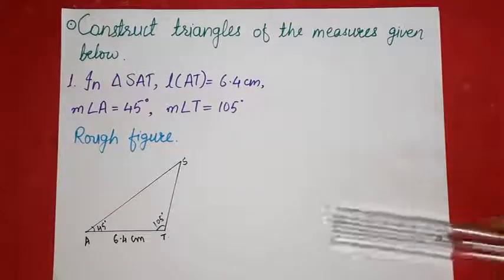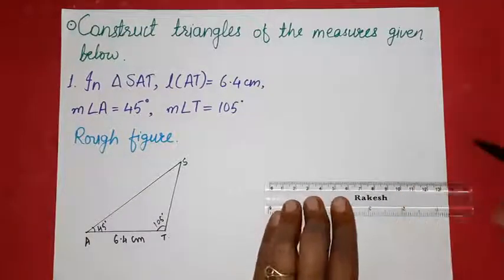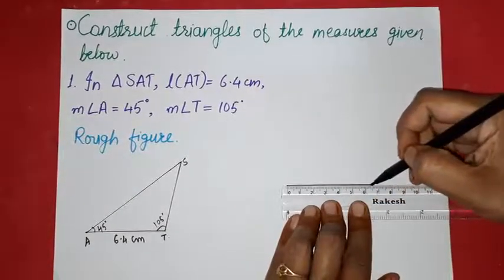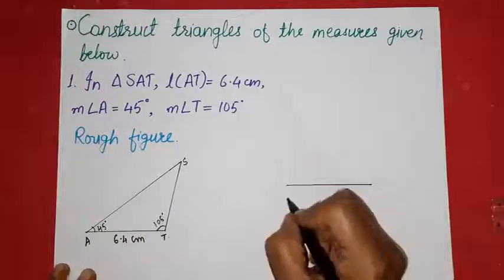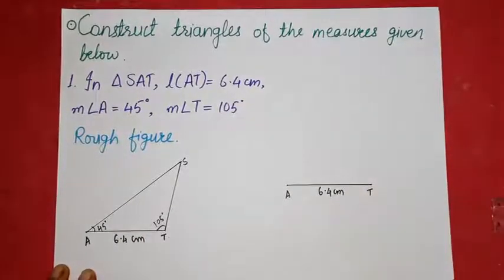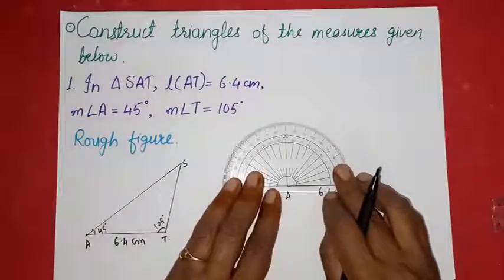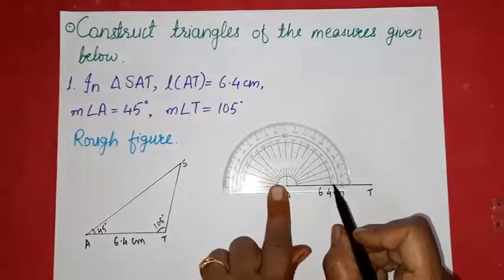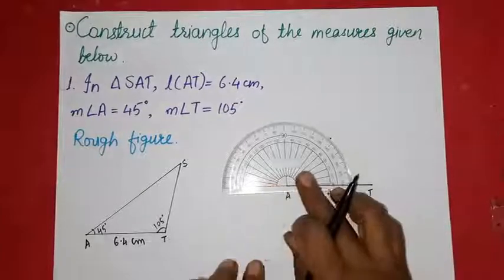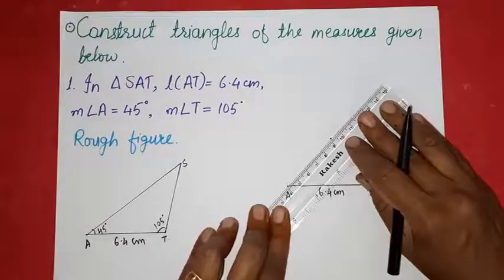Now we will draw the actual diagram. First we will draw segment AT of 6.4 cm. So start from 0, draw it up to 6.4. Now give the name AT to this segment. Write the measure below it. Now take a protractor. Put the origin of the protractor on vertex A. Now as we are taking the scale of the right, we will start from 0, mark 45 degree, put a dot for that. Now using ruler, join this dot with the vertex A.